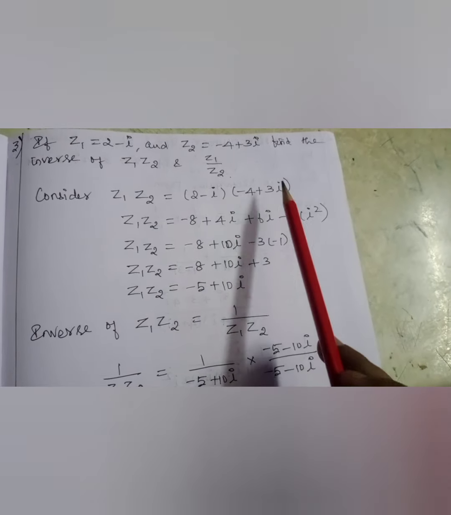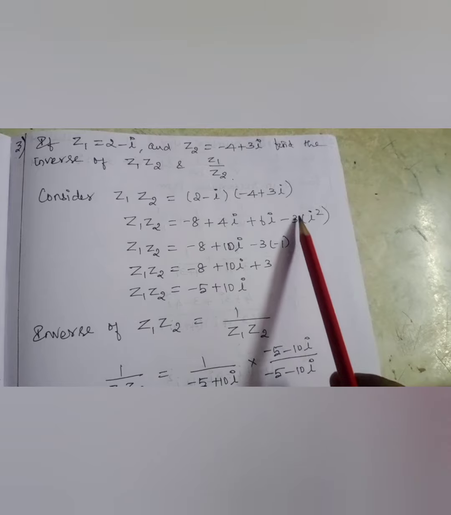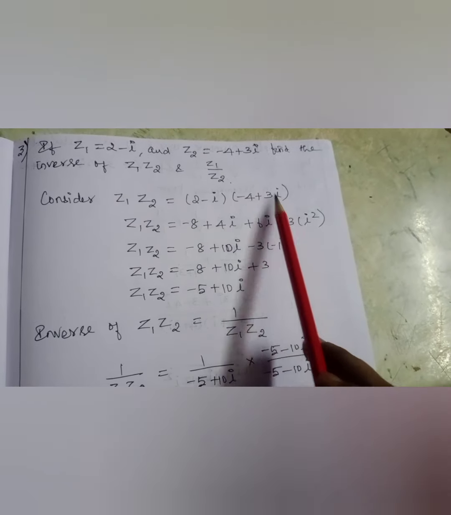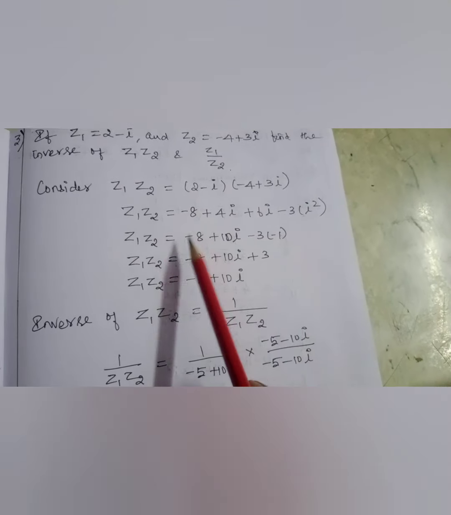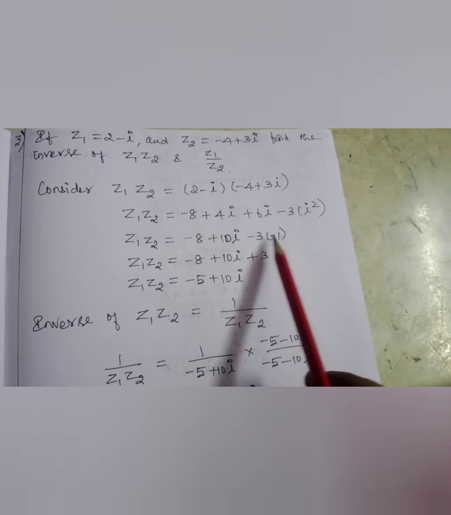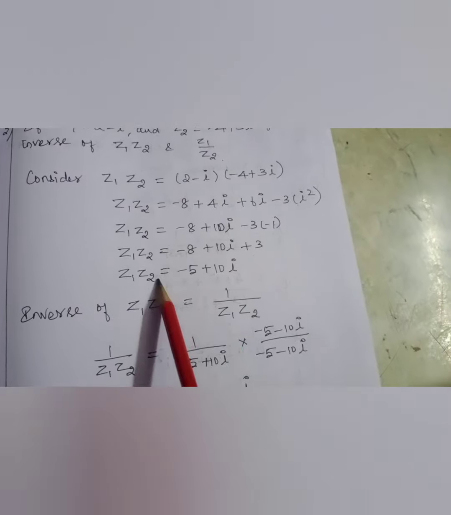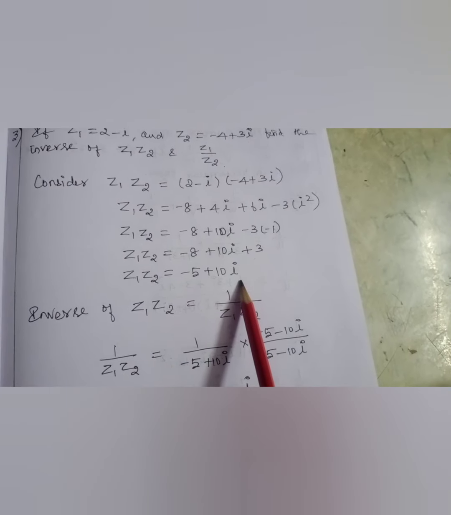3 into 2 is 6i, and 3 into i is 3 with a minus sign, so minus 3i square. i square is again minus 1. So minus 8 plus 10i, this minus into minus will become plus. So z1 z2 I am getting to be minus 5 plus 10i.